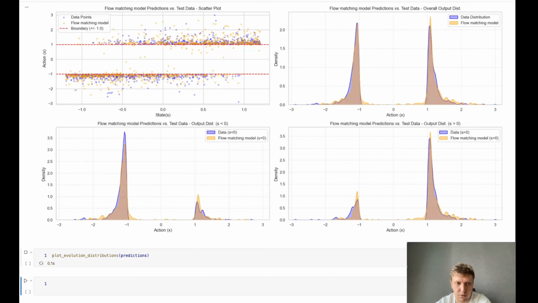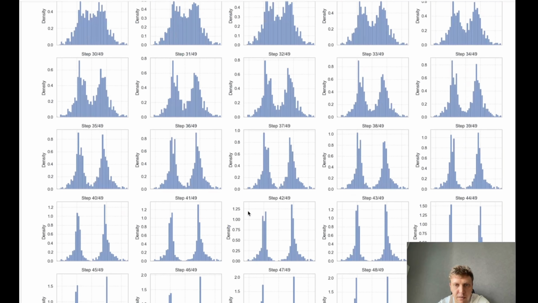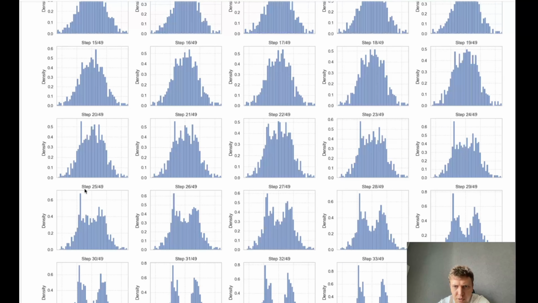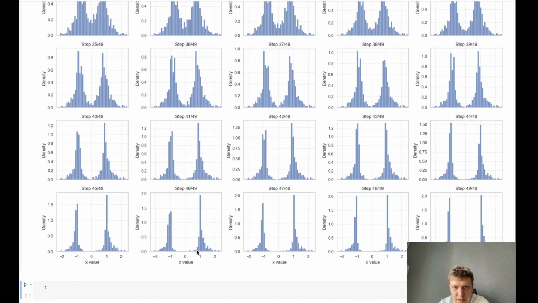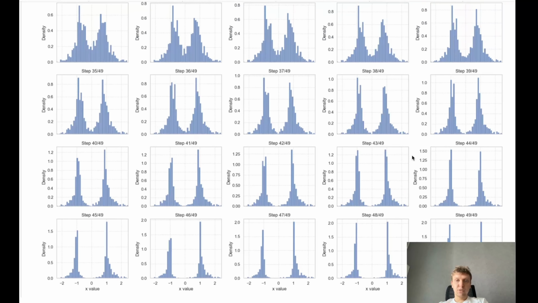And let's also plot the evolution of distributions. Again, we start from some random noise and then apply it again and again. And much faster, after around 26 steps, we already see two modes in this distribution. And then we finally split them into two nice separate distributions for going to the left and going to the right. So yeah, this is how flow matching works.